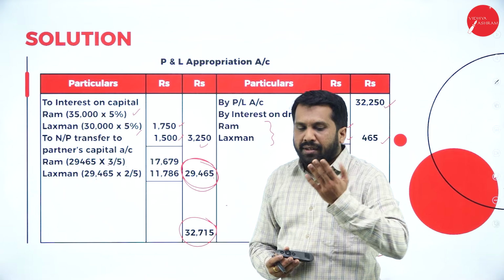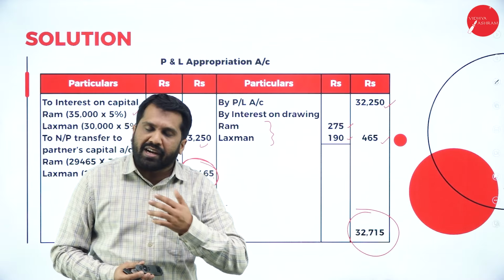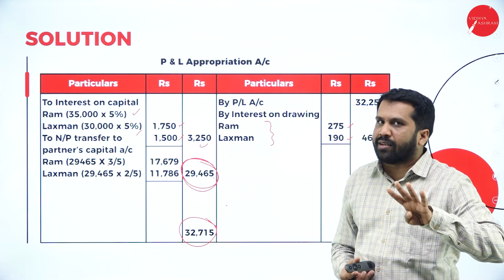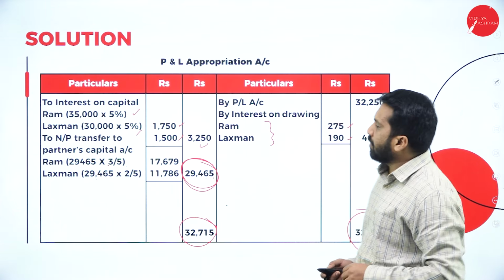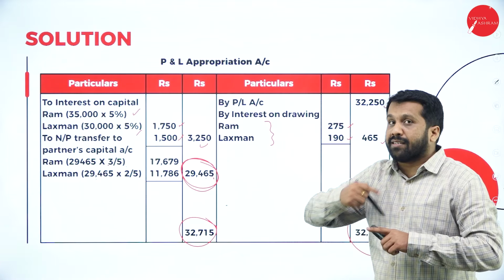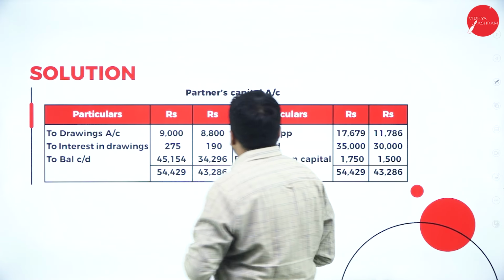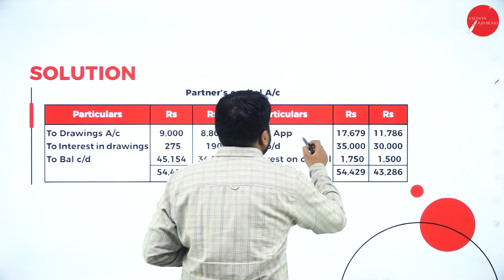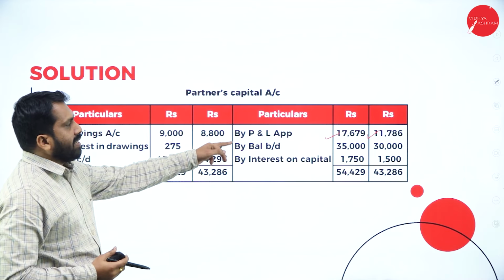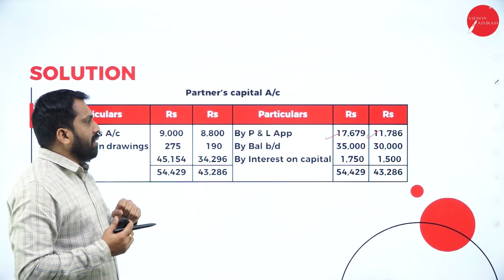What is the next one? We have completed the trading account. We have completed P&L. We have completed your P&L appropriation. The fourth one is called partners capital. Whatever balance is left, that will go to where? Partners capital. In the partners capital, we'll start with your profit and loss appropriation answer: 17,675, 11,786. What is your capital?